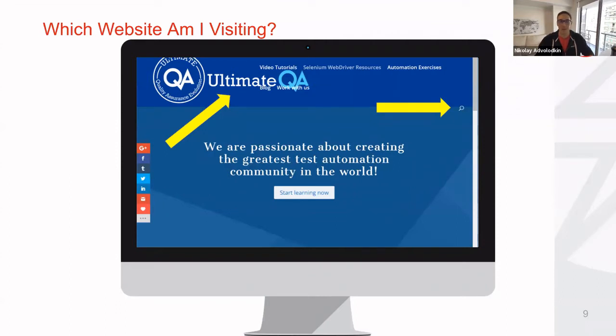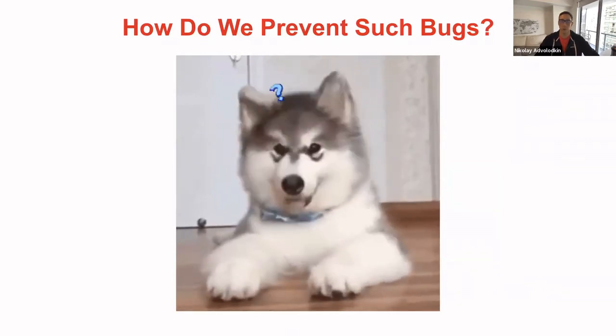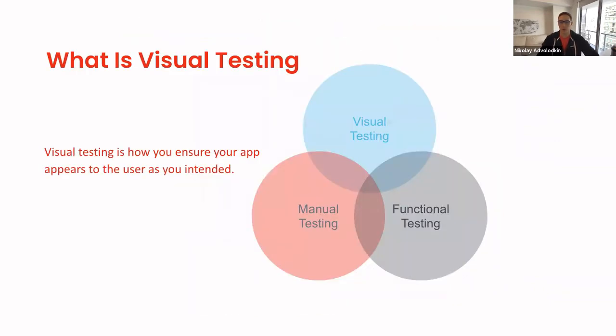Especially this being a quality assurance blog, probably the confidence in my skills was drastically degraded, right? So preventing such bugs is what we use visual end-to-end testing for. Visual end-to-end testing is really just a combination of functional and manual testing. It's basically ensuring that our application looks as it's supposed to look, as per the requirements, on whatever browser, operating system, and resolution that we want.